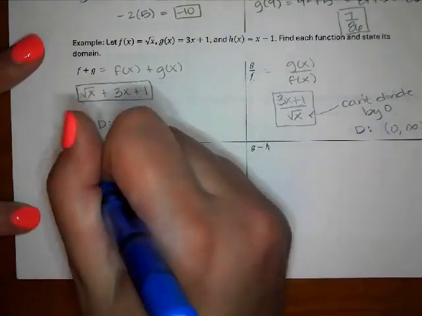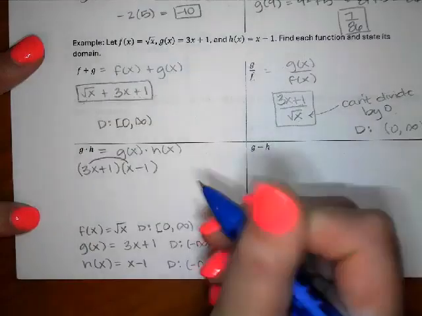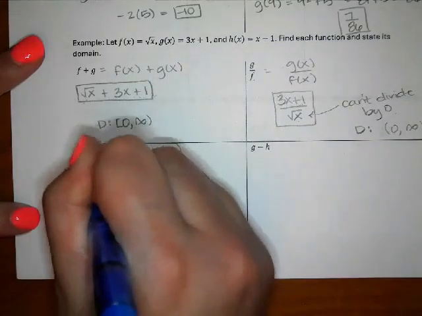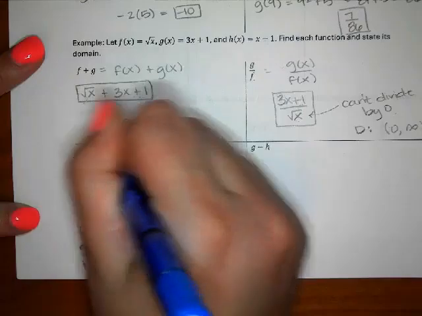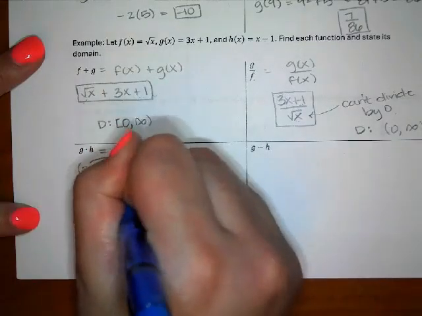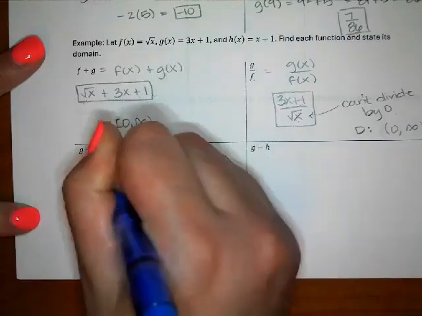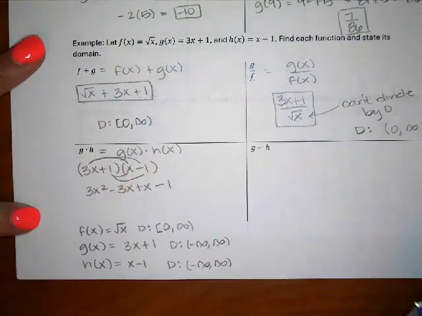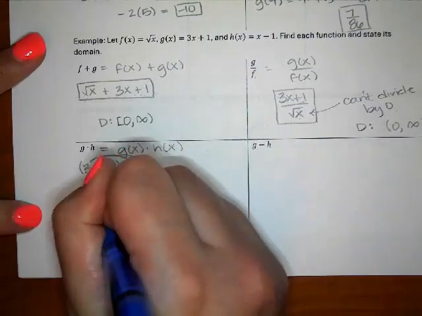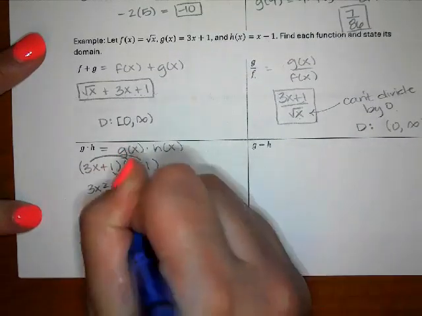3x times x is 3x squared. 3x times negative 1 is negative 3x. 1 times x is x. 1 times negative 1 is negative 1. So that gives me 3x squared minus 2x minus 1.